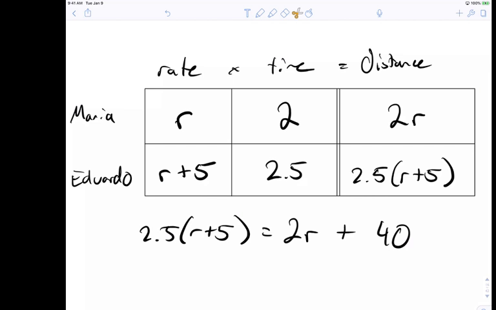Where's my attendance? Anybody else in attendance? I got 2, 4, 6, 8, 10, 12, 13.